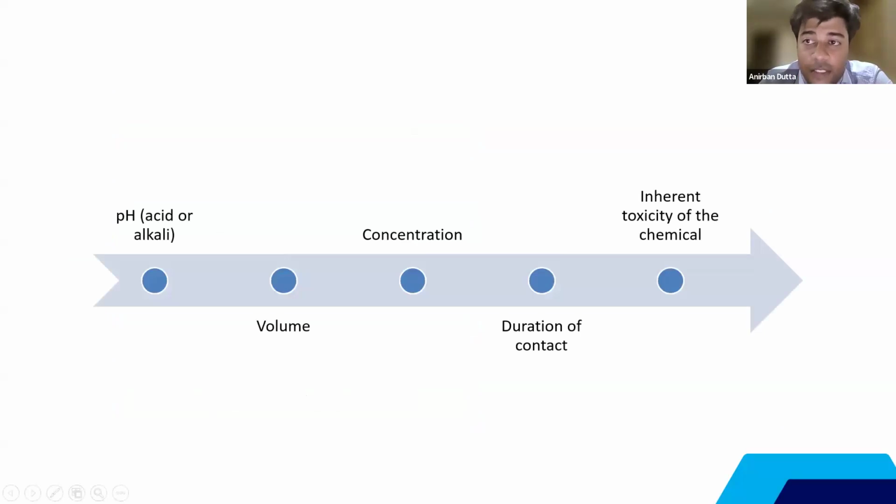Whenever a patient presents to you with chemical injury, you need to understand that not just the chemical itself, there are some other points which you need to keep in mind to determine how bad the injury can be for the patient. First, the pH is obviously very important. The higher or lower the pH, the worse it is. Next is the volume. Obviously, the more the chemical, the worse it is for the patient. Then comes concentration, duration of contact, and inherent toxicity of the chemical. All of these factors contribute to how severe the chemical injury can be for the eye.